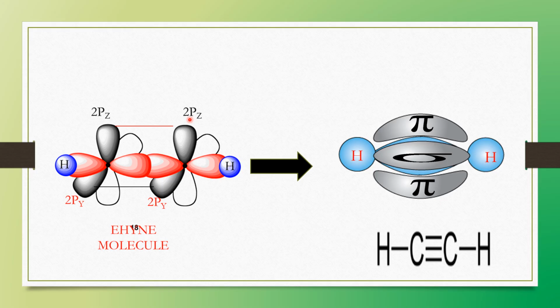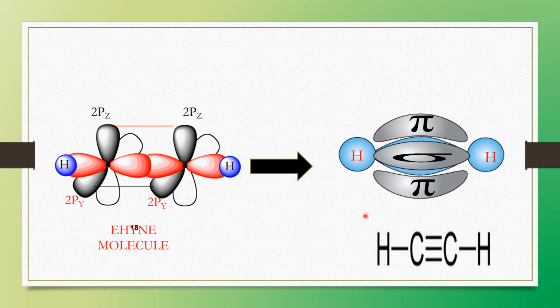Altogether, in the formation of the ethyne molecule, there is a triple bond between carbon and carbon. One is a sigma bond due to the linear overlap of sp hybrid orbitals. Next, two pi bonds are due to the parallel overlap of the 2py and 2py orbitals and the 2pz and 2pz orbitals. And the remaining sp hybrid orbital overlaps with the s orbital of the hydrogen atom. Look here, a sigma sp-s bond is formed. Here also a sigma sp-s bond is formed. So this is the formation of the ethyne molecule.